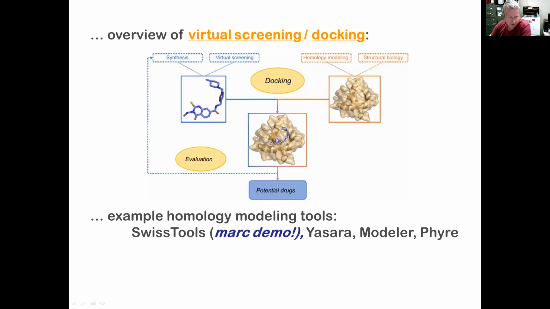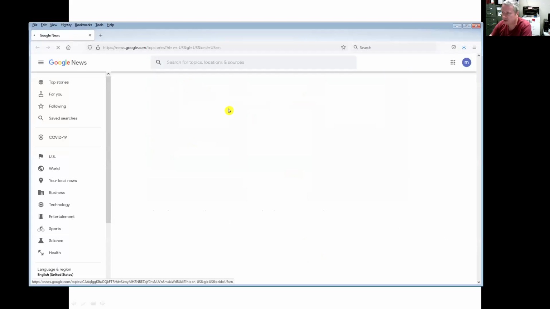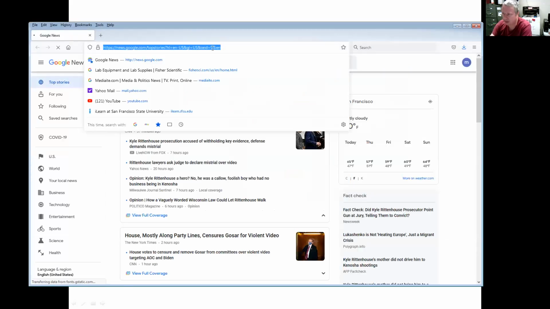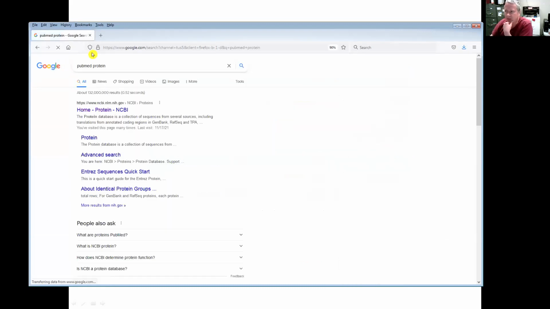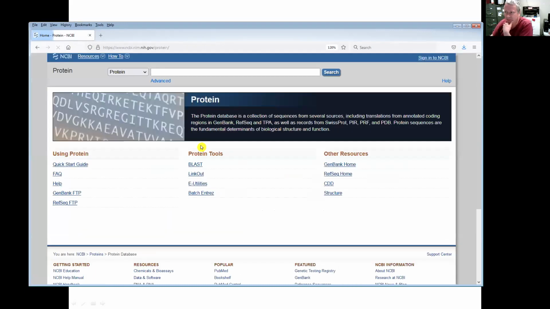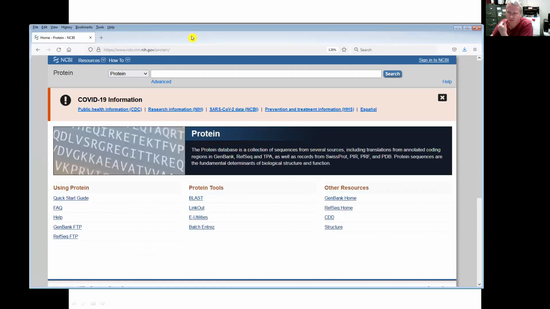Let's try Swiss tools real quick. Okay, all right. So let me see here. I'm going to go to PubMed, something called PubMed Protein. What's PubMed Protein? It's a tool where I can find a protein amino acid sequence. I can search for the name of a protein and a species, and then get the amino acid sequence. Because remember, with homology modeling, you need the protein amino acid sequence first.